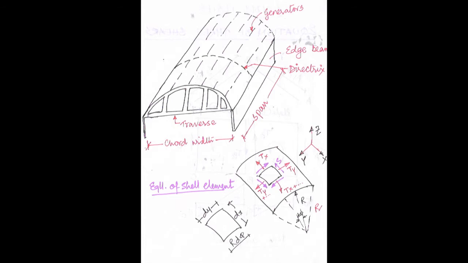Along XY axis. Please see, I have specified the XYZ axis because this is a 3-dimensional structure, correct? Please see at the right hand side of the page, I have shown the XYZ. Along x-axis the membrane force is Tx, shown in the red color. Along y-axis the membrane force is Ty. I have shown also the semicentral angle, that is phi, and d phi I have taken as an element of the central angle, and capital R, that is the radius of the shell structure.